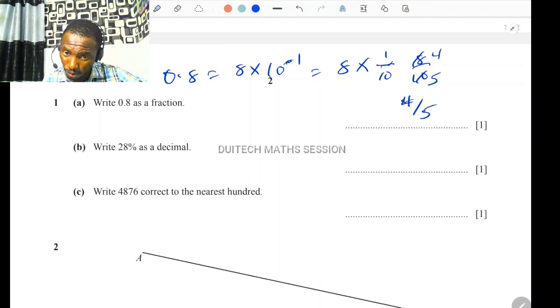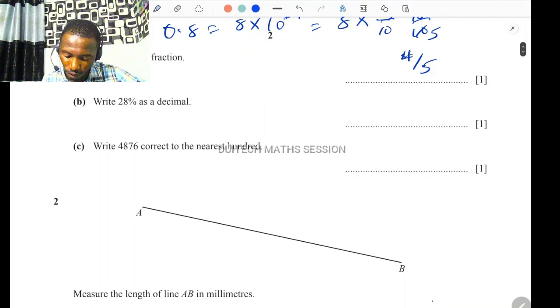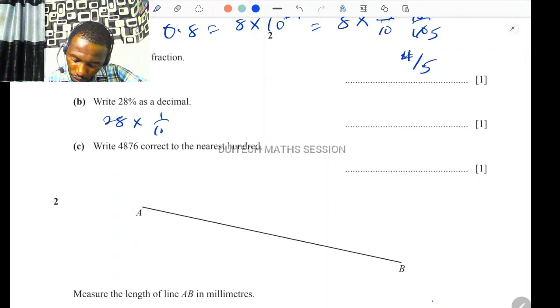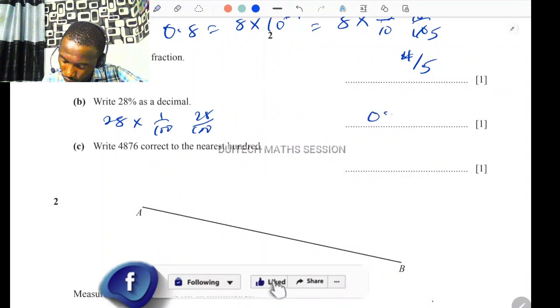So of course, remember, you are told to write or keep all working, show all working. So the other one is write 28% as a fraction. What do we do? Percent means 1 over 100, so we're going to write 28 times 1 over 100, which is the same thing as what? 28 over 100. So if you have a calculator, you can use a calculator, which will give us 0.28.